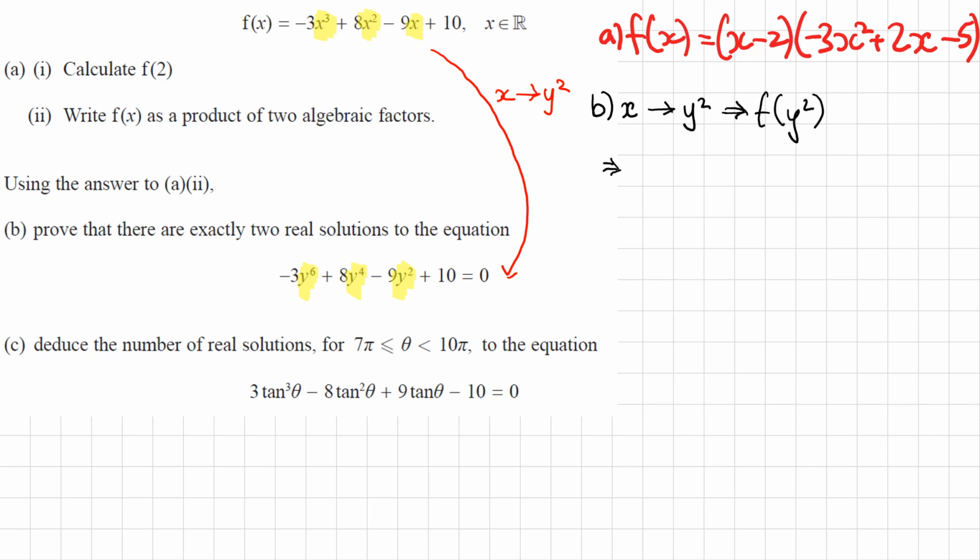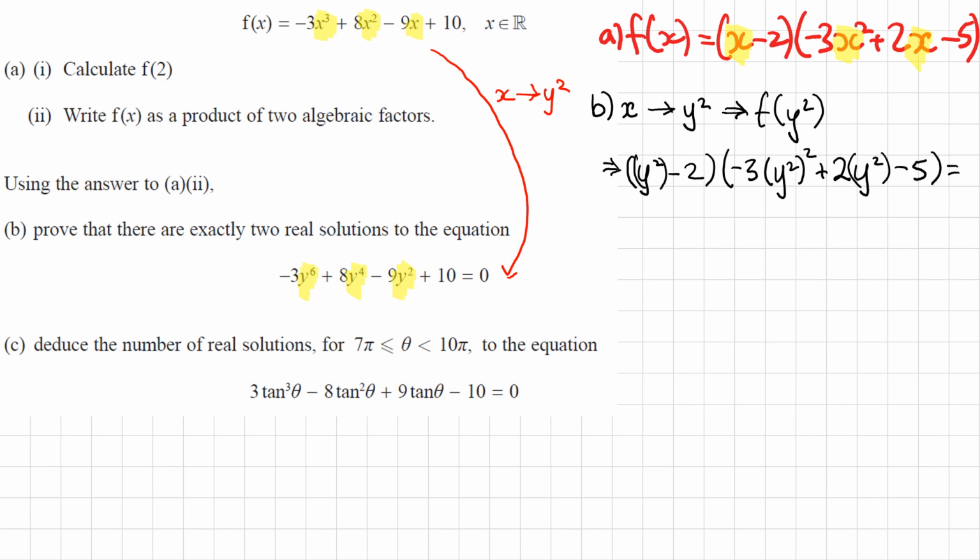So if I do that, then using my answer from part A, I will have y squared minus 2 in the first bracket. So every one of these x's here, just replace with y squared. Then in the second bracket, I'll have negative 3, and then it's going to be y squared squared, and then plus 2 times y squared, just put it in brackets so you can see the substitution, minus 5.